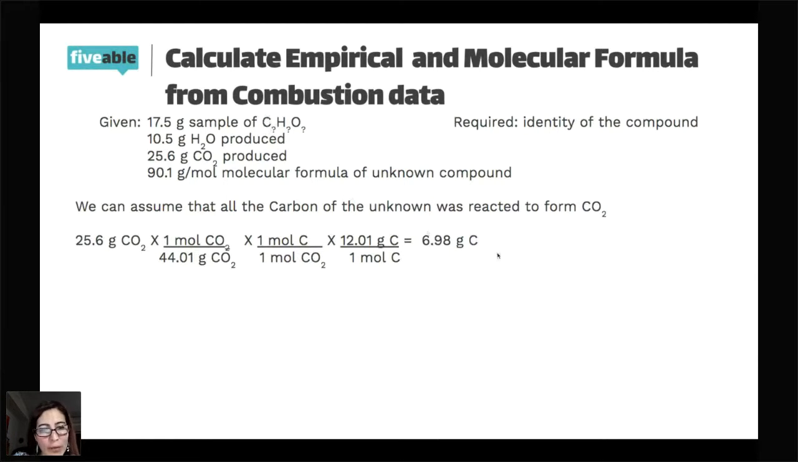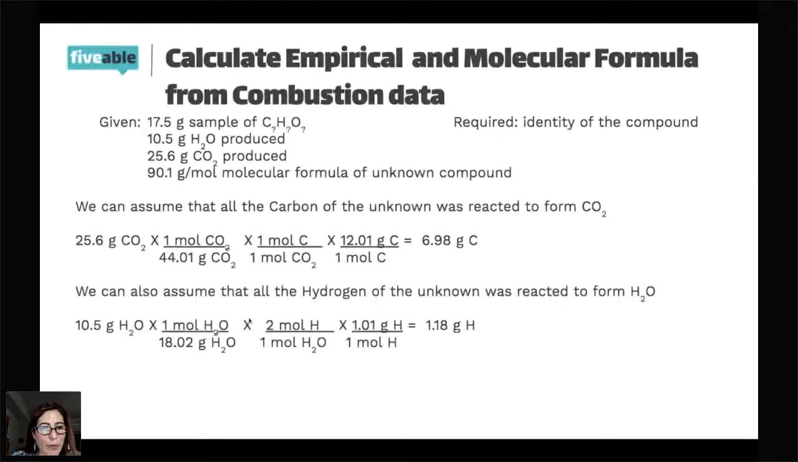Okay, what can we do for hydrogen? If we assume that all the carbon came from the carbon dioxide, correct, we can assume that all the hydrogen from the sample produced the water. So we are going to do the same. From the 10.5 grams of water, we can change it to grams of hydrogen, the same as we did before, using the molar mass of water, using the ratio of 2 moles of hydrogen in every mole of water, because we have this subscript here, which represents 2 atoms of hydrogen. And then the molar mass of hydrogen, we have 1.18 grams of hydrogen.